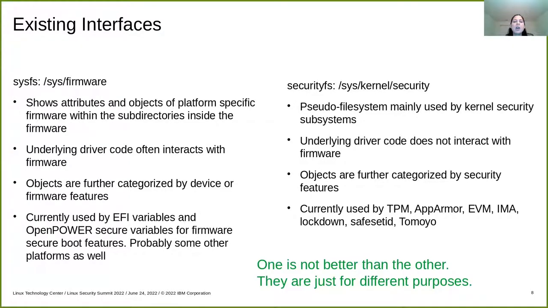And the thing we notice is that currently EFI variables and OpenPower secure variables, which are used for firmware secure boot features, are both exposed via SysFS. Even the EFI varFS, which is used by EFI variables, is mounted onto the sys firmware mount path only. There might be some other platforms as well, but these are the two I have mainly looked at. So I'm not saying one is better than the other. What I'm saying is they are just for two different purposes.